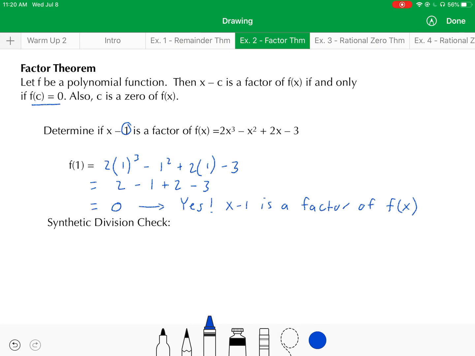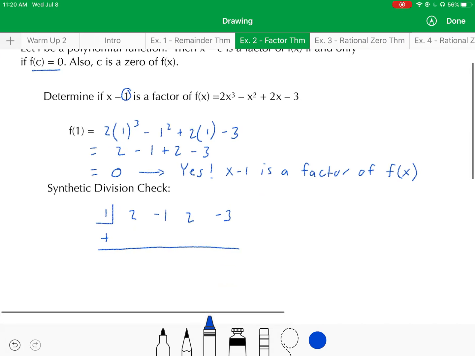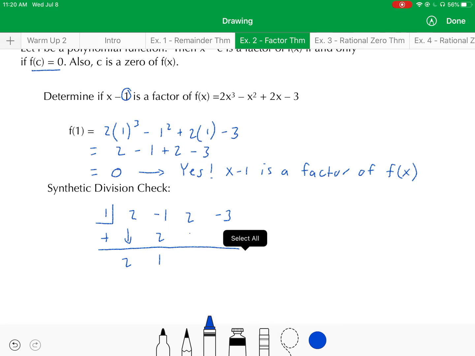The other way we can do this is with synthetic division, and this is where the remainder theorem really can come into play. We put 1 in the box. My coefficients from f of x are now 2, negative 1, 2, and negative 3. Put a plus sign. Bring that 2 down. 2 times 1 is 2. Add 2 and negative 1 to give me 1. 1 times 1 is 1. 2 plus 1 gives me 3. 3 times 1 is positive 3. 3 and negative 3 add to 0. So the fact that I got a 0 there tells me that x minus 1 is dividing evenly into the function, and therefore it can be considered a factor, as well as considering 1 as a 0 of the function.